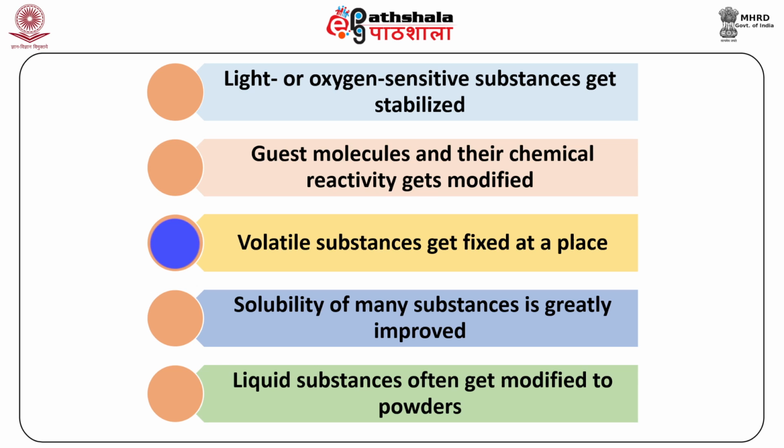For example, volatile substances get fixed in a place, so they are not evaporating. Once they are encapsulated, their volatility is completely vanished, so they get stabilized and fixed at one place. Another one is that the solubility of many substances is greatly improved. So if you have a more soluble molecule, it will improve the solubility of the inclusion complex and vice versa.